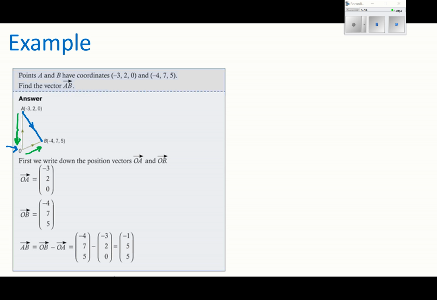So OB minus OA. When we are subtracting vectors in column form or in unit vector form, all we do is look at the common pieces. So -4 subtract a -3 is the same thing as -4 plus 3 to get -1. 7 minus 2 is 5. 5 minus 0 is 5. All we do is do our operation with like components.